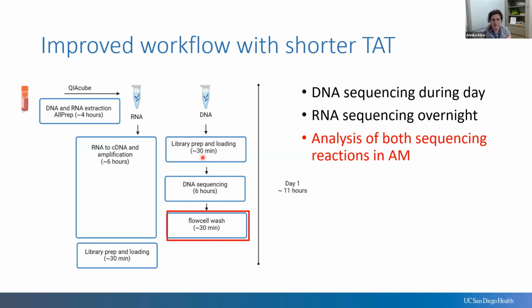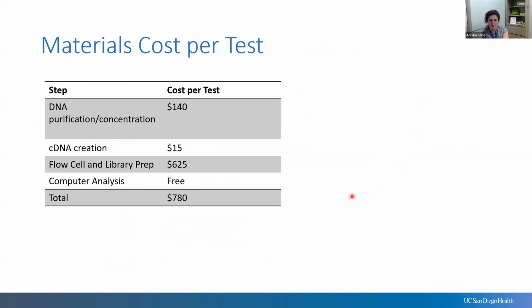So we do the library prep and loading of the DNA, because that's just purified as DNA, letting the DNA sequencing go, then washing the flow cell, all while the RNA to cDNA amplification is occurring, which takes about 6 hours. That allows the RNA sequencing to occur overnight, and then the analysis of both reactions in the AM. So that's how ones that were sequenced with both RNA and DNA were sequenced for what I showed before.